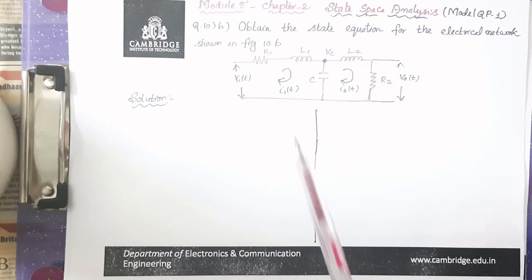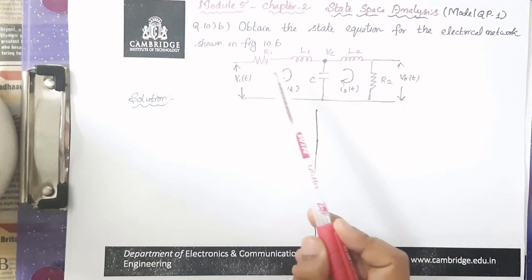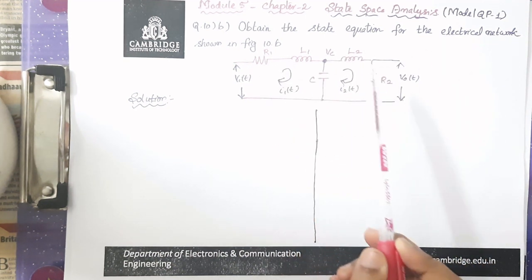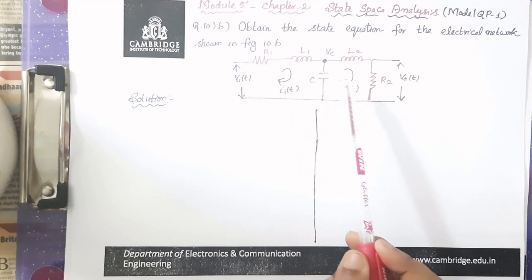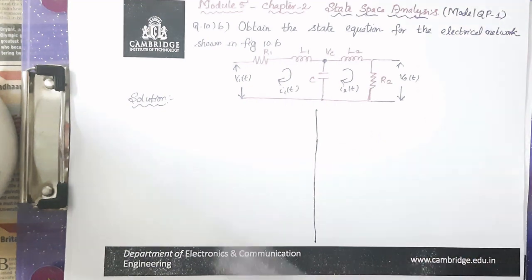You can take down this question. Obtain the state equation for the electrical network shown in figure. You have been given an electrical network and we have to obtain the state equation for the electrical network.